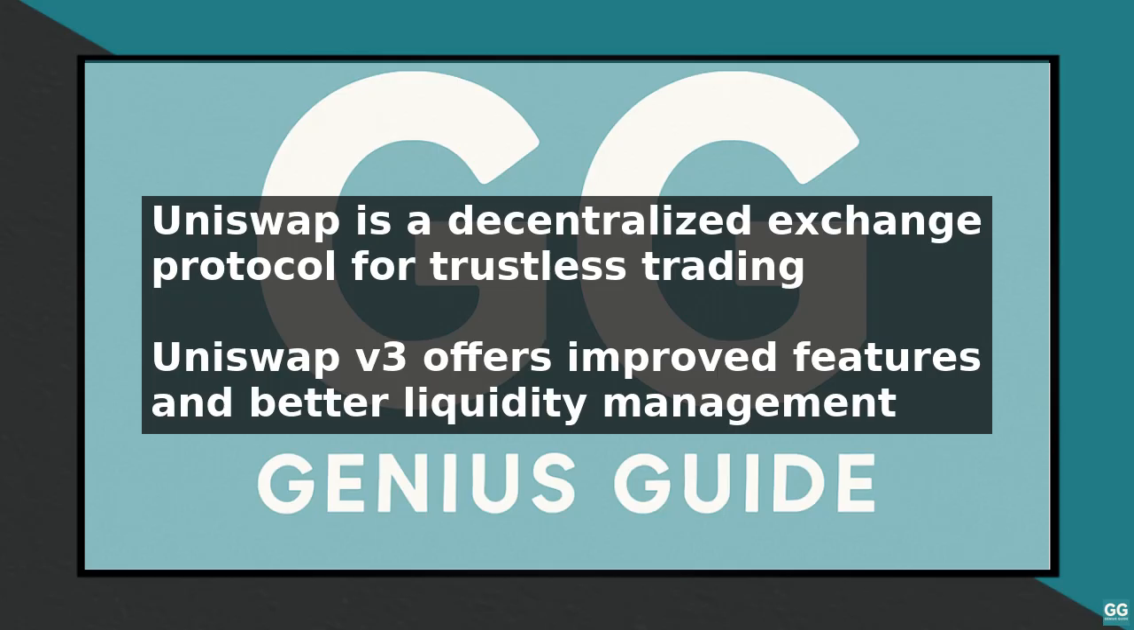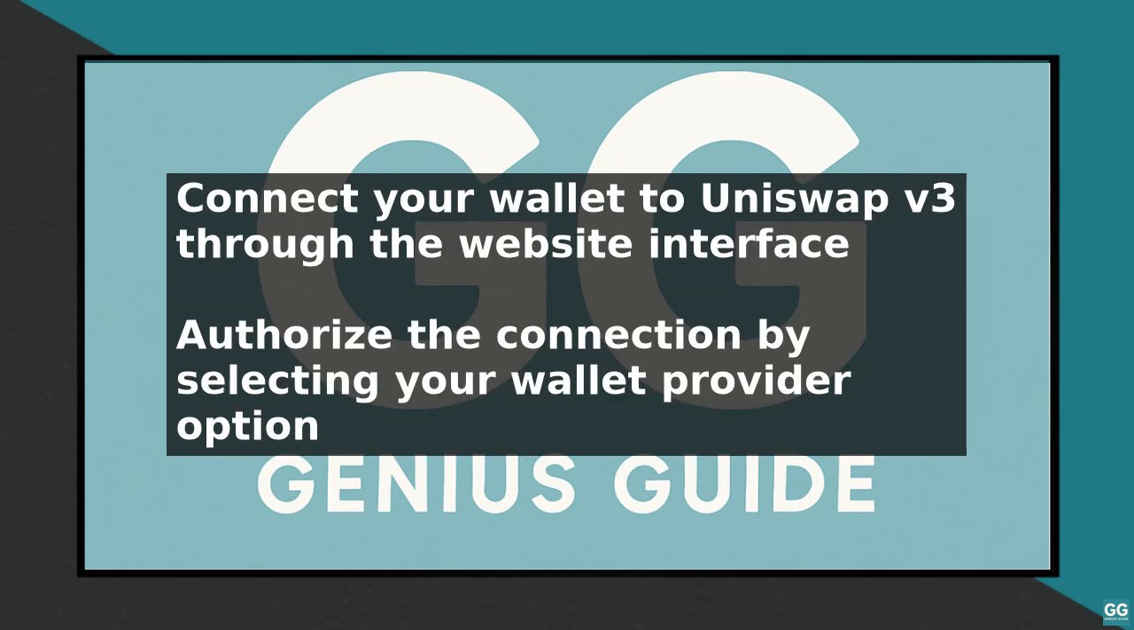You can do this by going to the Uniswap website and clicking on the Connect Wallet button. This will prompt you to select your wallet provider and authorize the connection. Once connected, you need to migrate your liquidity from Uniswap v2 to Uniswap v3. This can be done by using the Migrate tool provided by Uniswap.